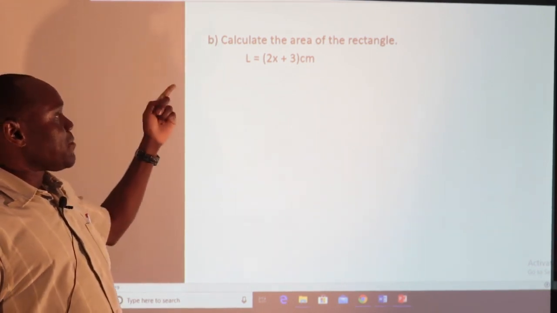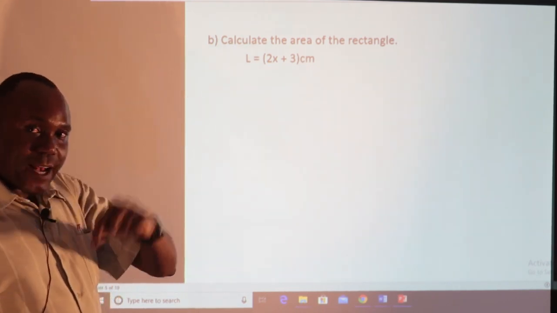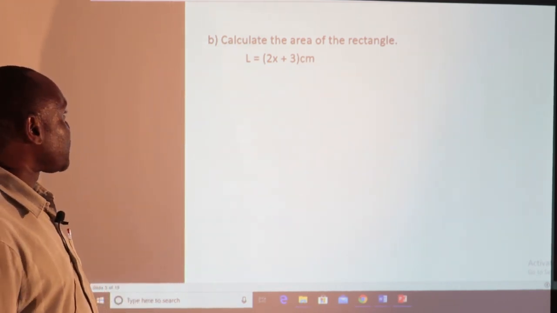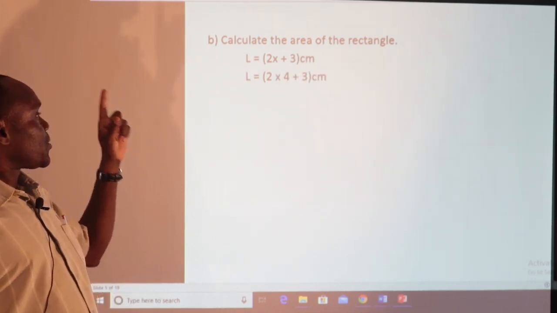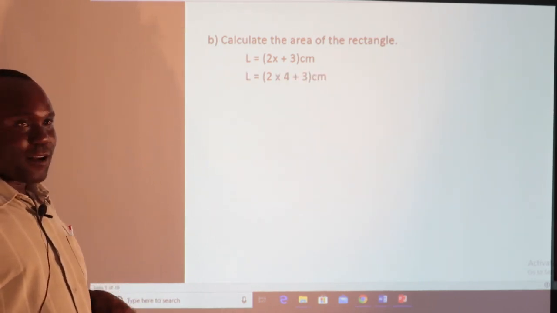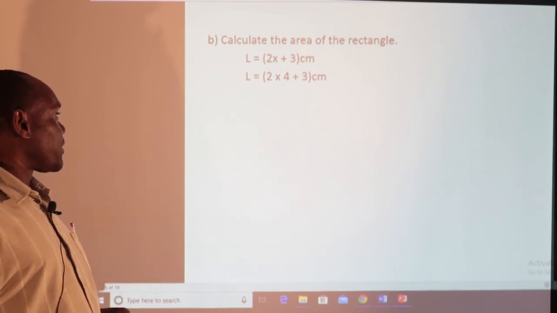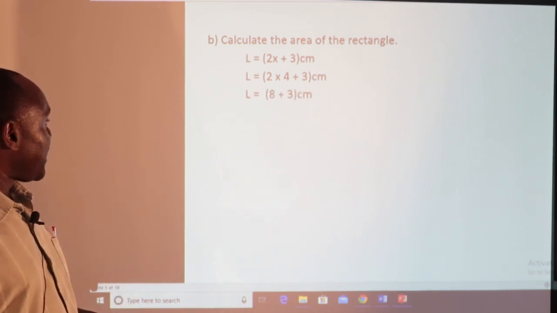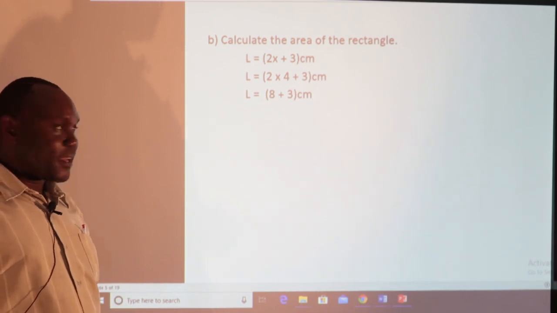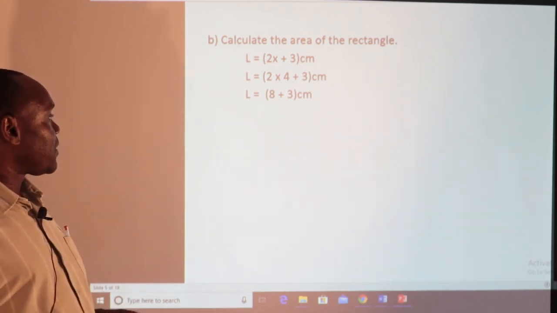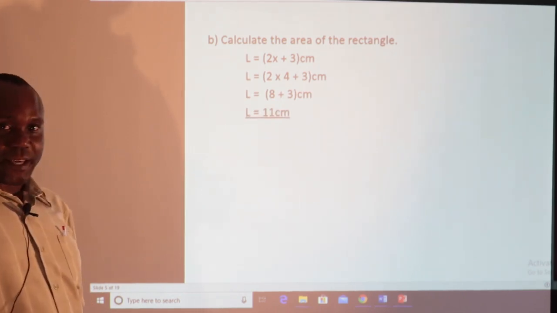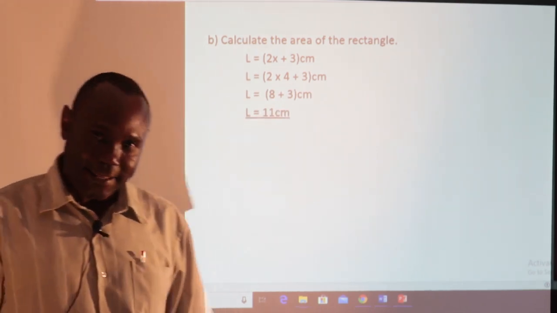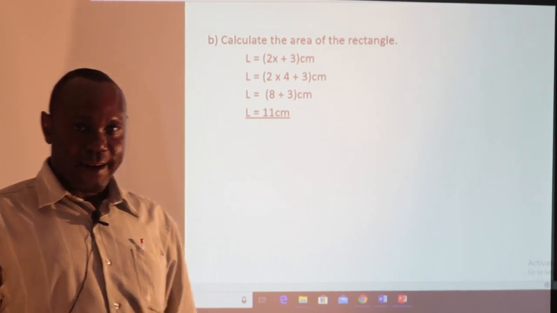After that, we substitute x with its value, the value we got, which is 4. So the length equals 2 times 4, the value of x, plus 3. So we have length equals 8 plus 3, because 2 times 4 gives you 8, plus 3, and then the length is 11 centimeters. That is the length, what we call the actual length.